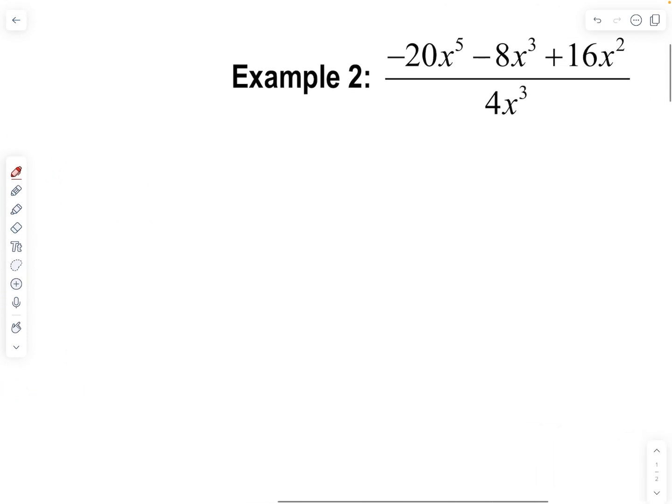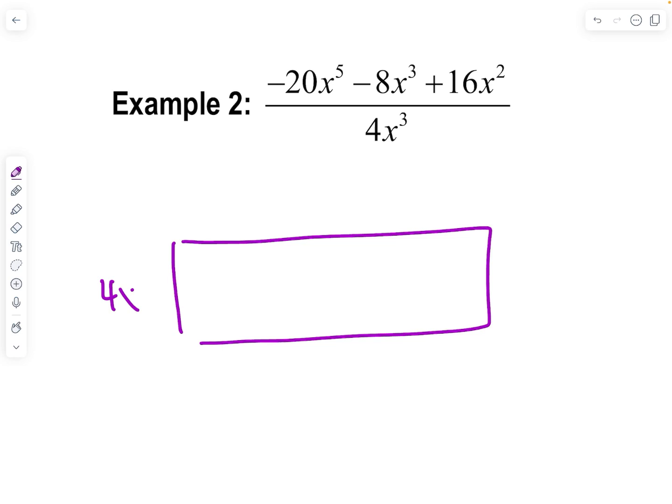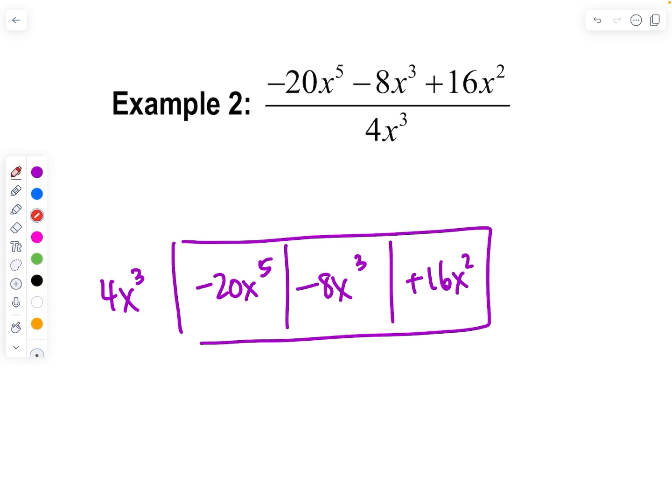Okay, for example number 2, the exact same concept. So I'm going to set up my box. My divisor is just a monomial, 4x cubed. So I got -20x to the 5th minus 8x cubed plus 16x squared. Then I'm going to start to work my way on the outside. So -5 times 4 is -20. X squared times x cubed is x to the 5th. 4 times -2 is -8. X cubed is just going to be there as well.